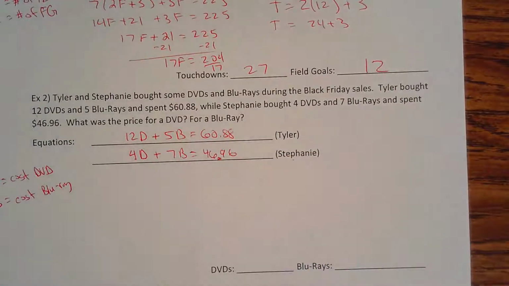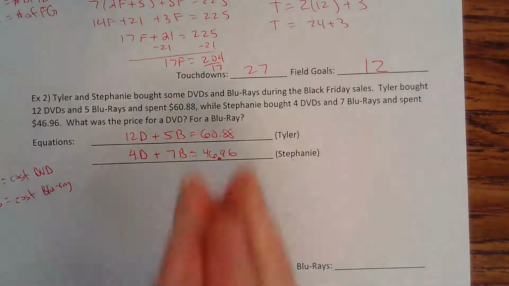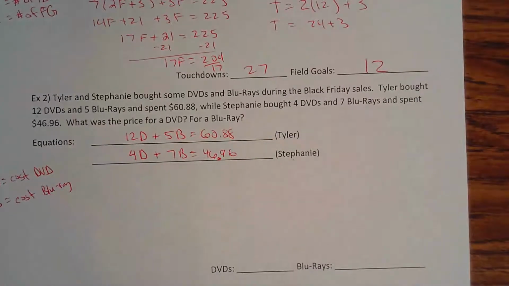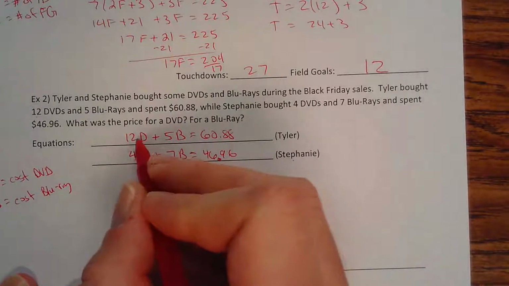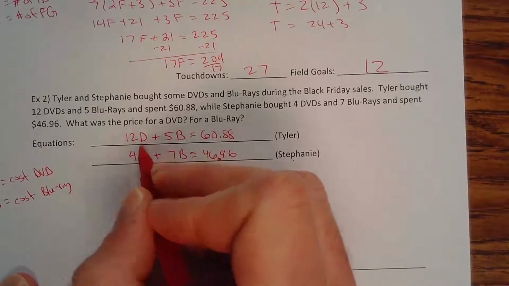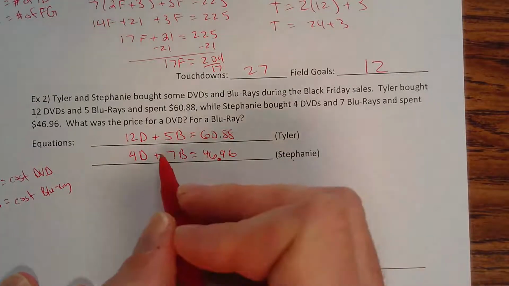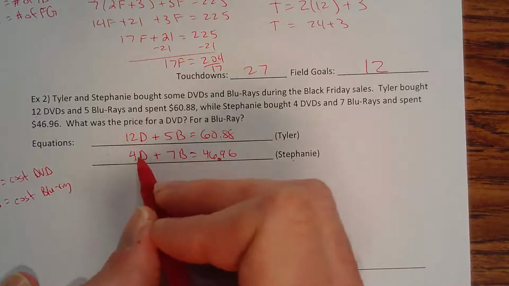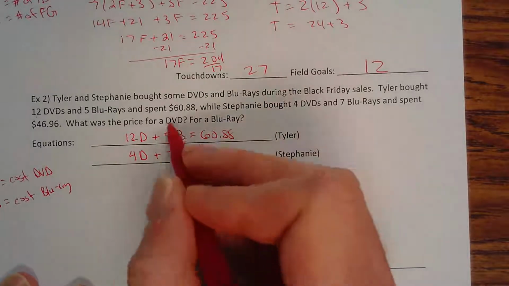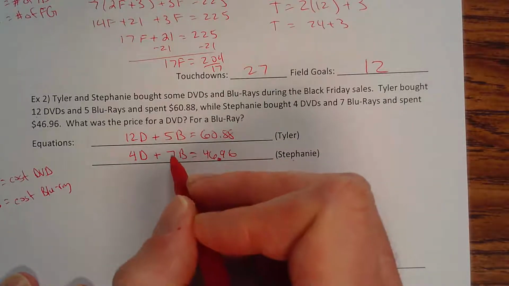Okay, so now this one is set up nicer for substitution or elimination. Everything's lined up real nice. It looks like it's pretty well set up for elimination. The only thing here is I have to figure out if I want to get rid of the DVDs or the Blu-rays. These have a least common multiple of 12, which is already one of the numbers. This one's 35, so that's going to take two multiplications.